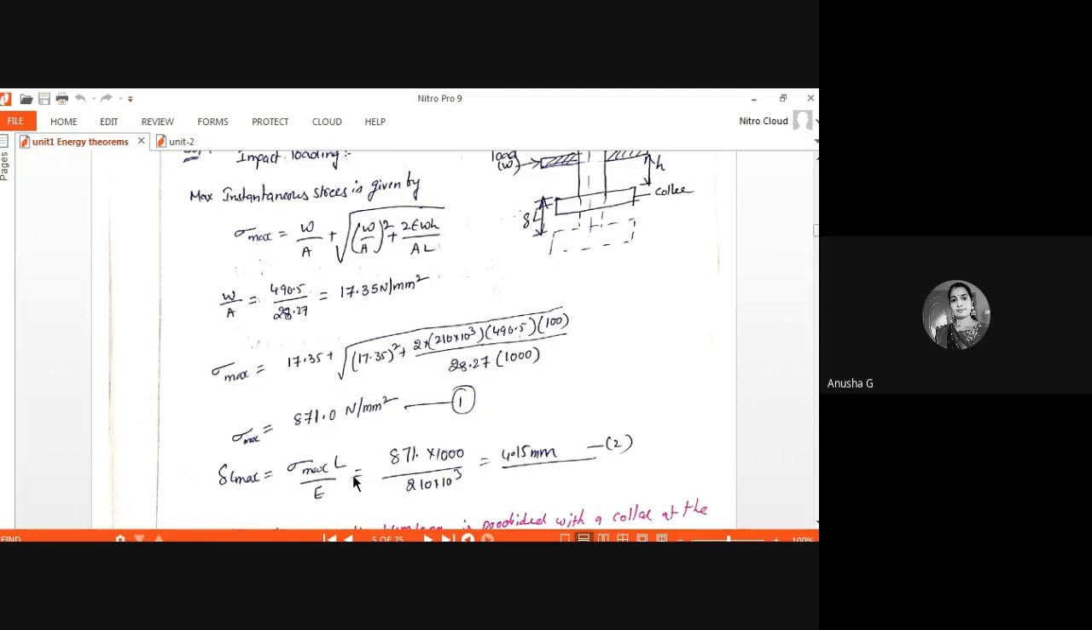This one is the impact load formula. Impact load problem, very simple problem. According to the given data, we have to write in our formulas, and then we can substitute easily. This is the one method.